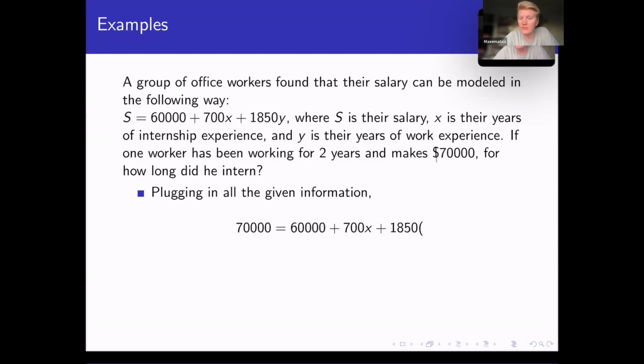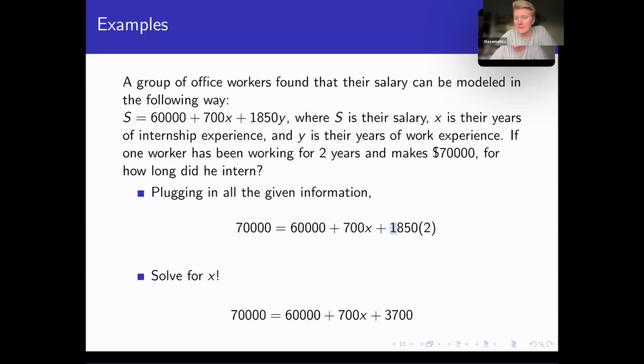Okay, let's just plug in all of the information that we're given. We're told that this worker makes 70,000, so their salary is 70,000. 60,000 is constant. We don't know how long they interned, but we do know that he worked for 2 years. So y is 2, right? y is their years of work experience. They've been working for 2 years, so y equals 2. Okay, and now we're just solving for x again.